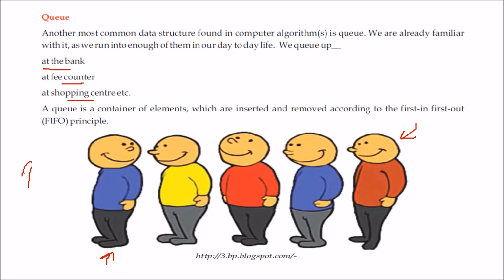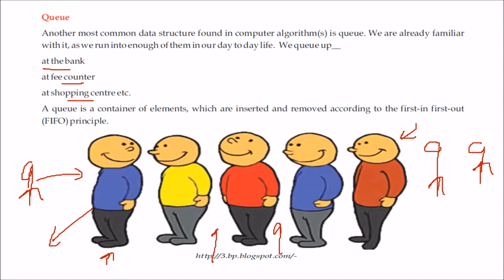And here is the ticket man. When he serves the first person, he is going to leave first. And this guy is going to leave last. And the other person, if he happens to come to this counter, he will be standing here. He will not be allowed to enter here or here, right? So this is a queue.